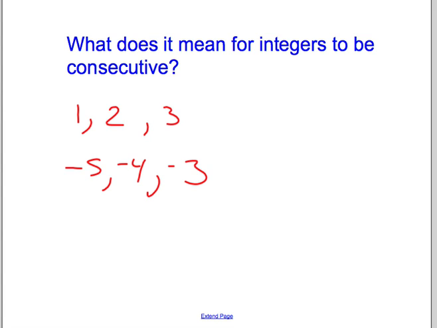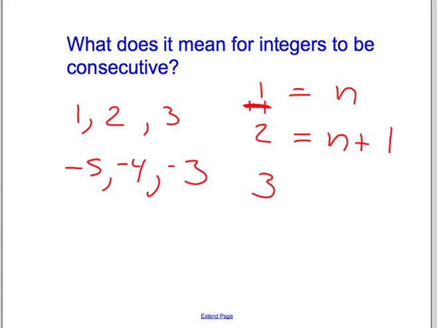Meaning this. Let me write these vertical. If I have my consecutive integers as 1, 2, and 3, if I allowed my first term to be n, how could I show my next consecutive integer? What would I have to do to 1 to make it 2? Add 1 to it. So my next consecutive integer could be shown as n plus 1.